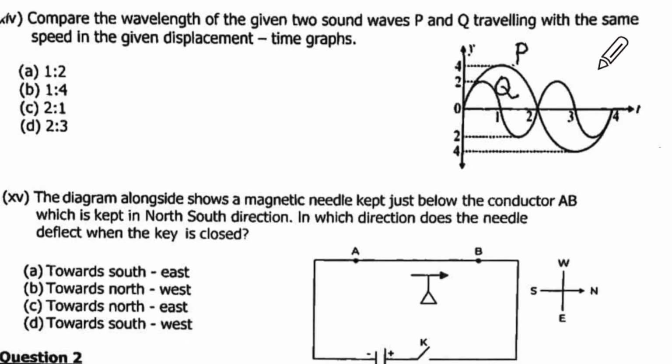Look at this next one. Compare the wavelengths. They are going at the same speed, and this is the displacement time graph. Wavelength for P, if this is your X, so lambda P is from here to here, that is 4, and lambda Q is from here to here, that is 2. So the wavelength of P is to Q is 4 is to 2, which means 2 is to 1.